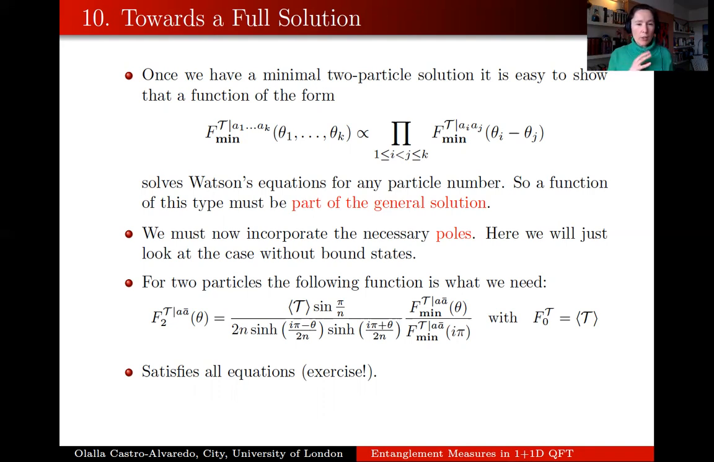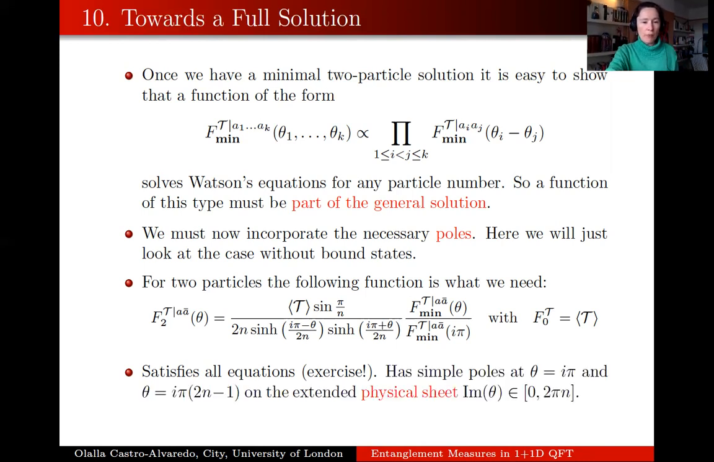So we're going to stop here in terms of the solutions, but from this, using the kinematic residue equation, you can construct higher form factor solutions. And we have done this for quite a few theories in our work. So this has simple poles on the extended physical sheet, which is imaginary part of theta from 0 to 2 pi n.